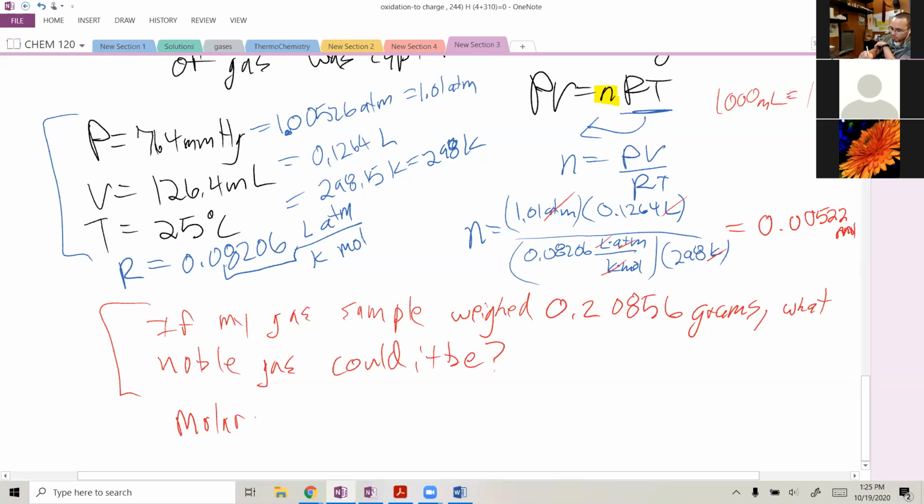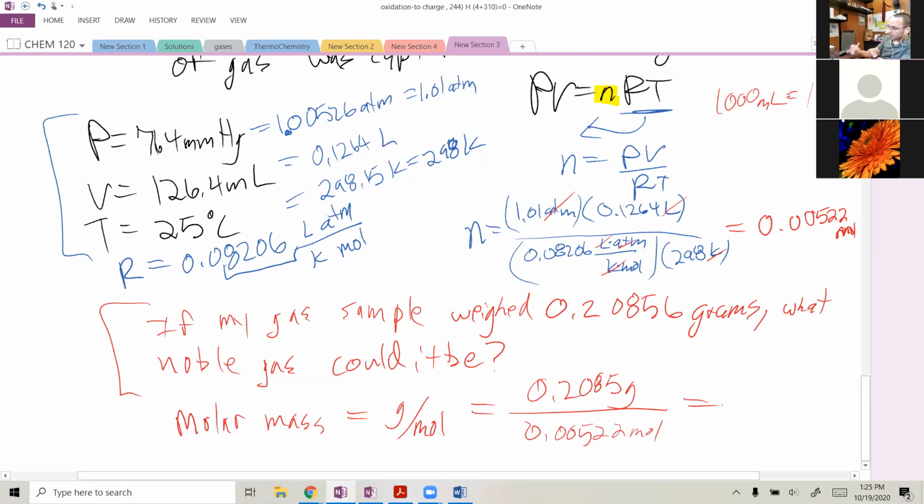So do we know the mass of our sample? Yes. 0.2085 grams. Do we know the moles of our sample? 0.00522. So what molar mass do we have? 39.95. 39.95 grams per mole. And so what noble gas could that be?